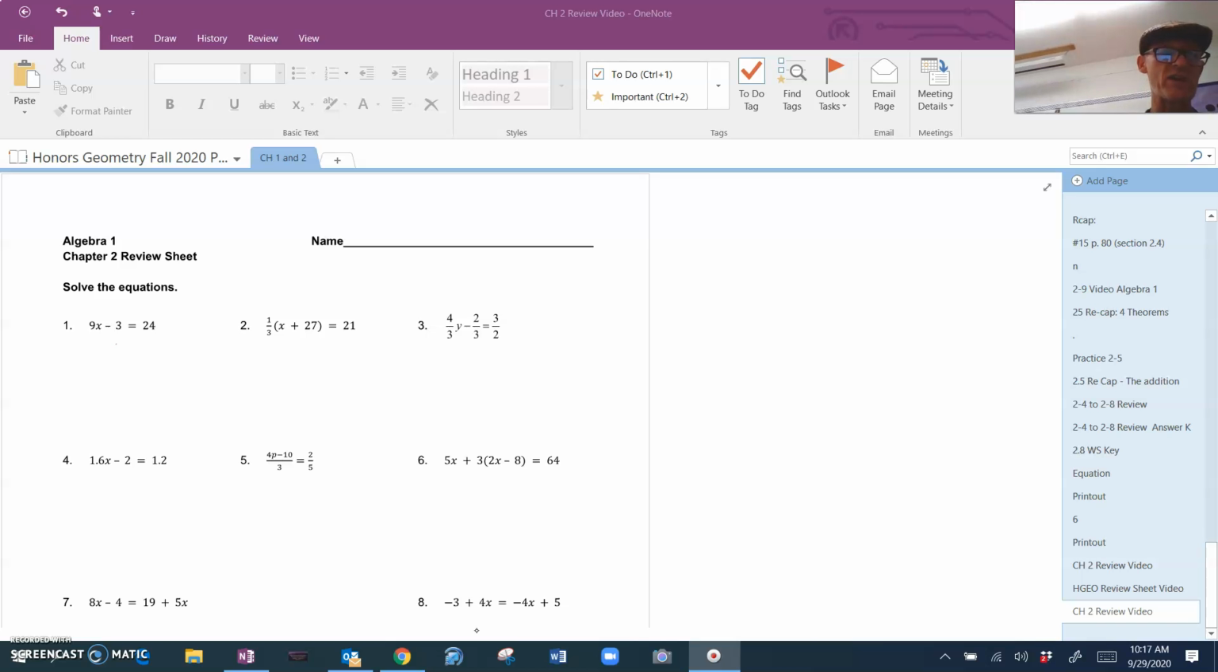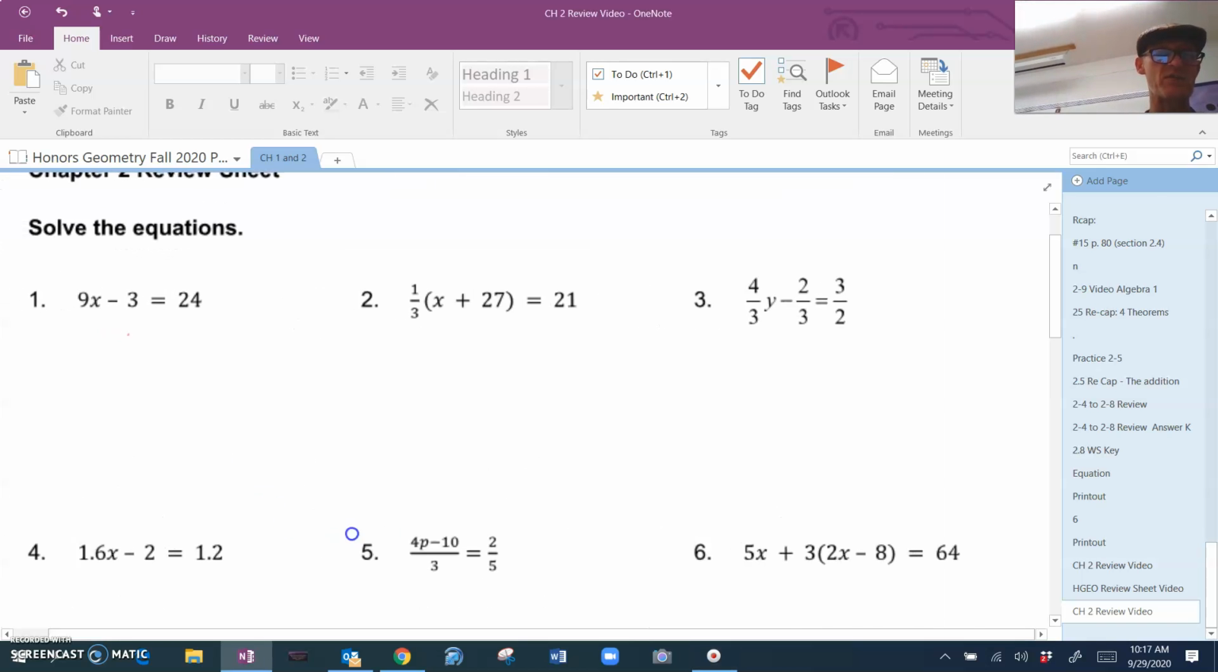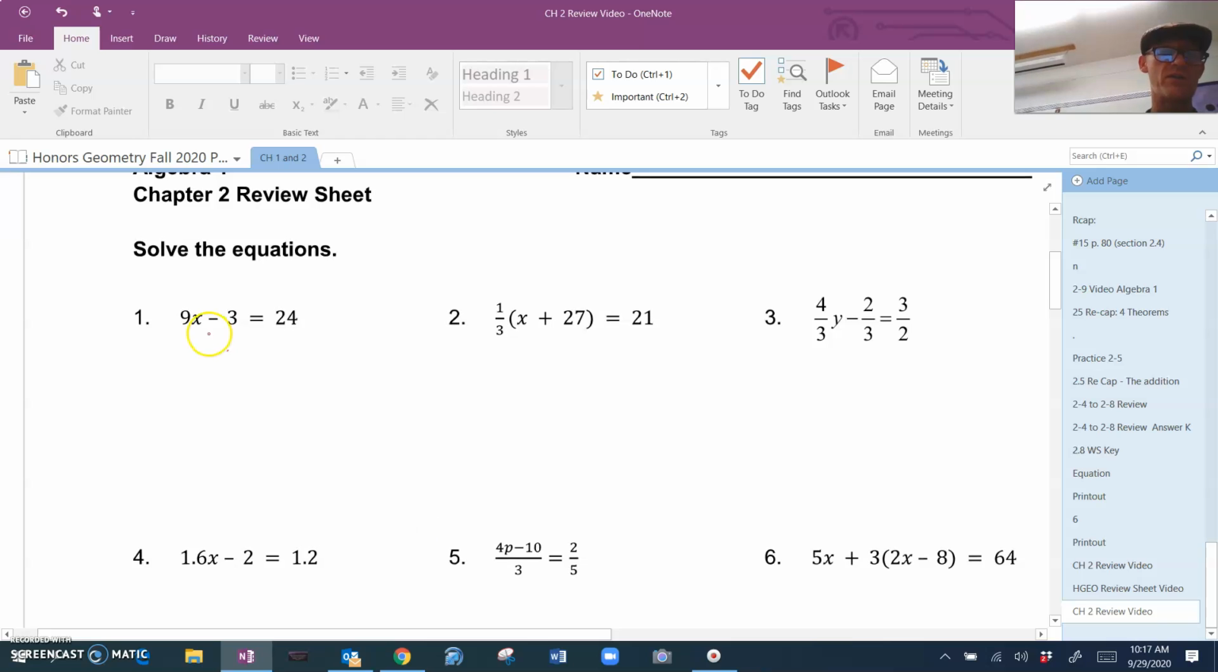So the first equation is 9x minus 3 equals 24. And this is a simple two-step equation. We're going to add the 3 and divide by 9. So add 3, and we get 9x is equal to 27. We divide by 9, and we get x equals 3. Done. Okay? The next equation is distributive property, number 2.